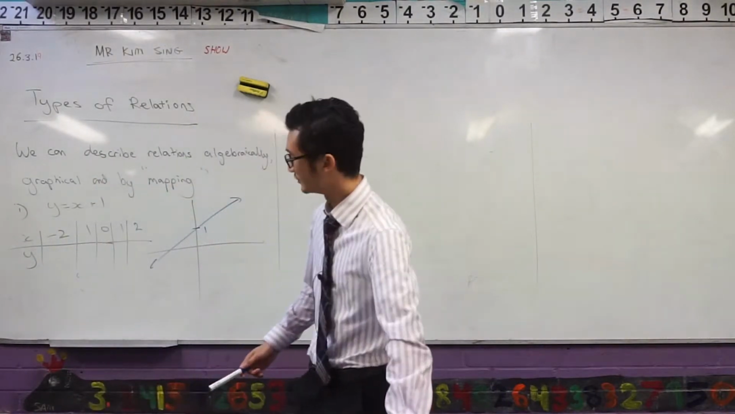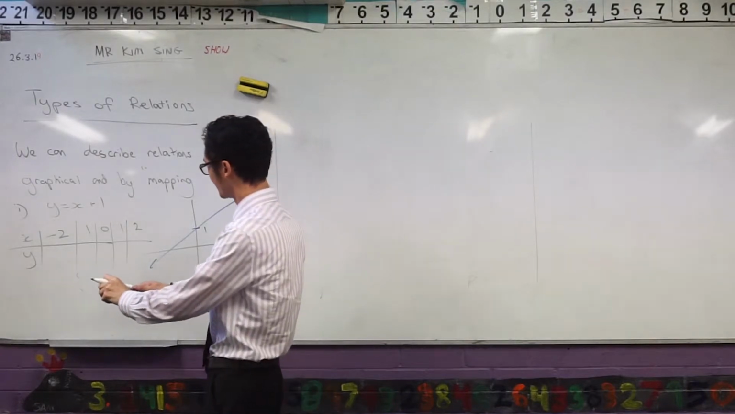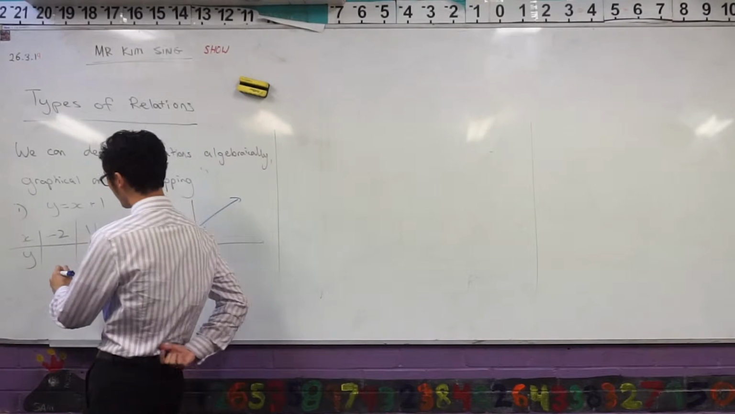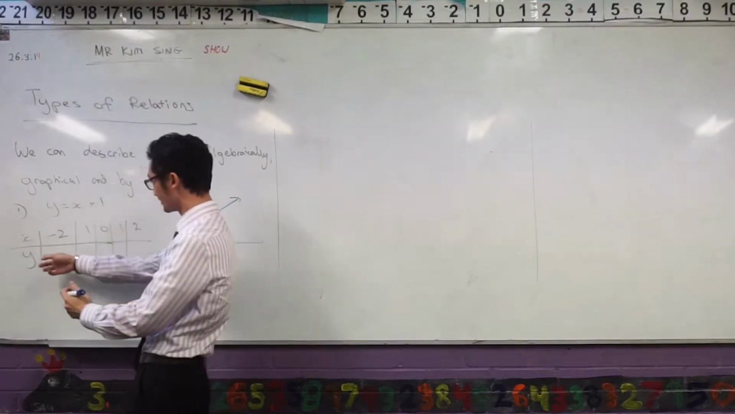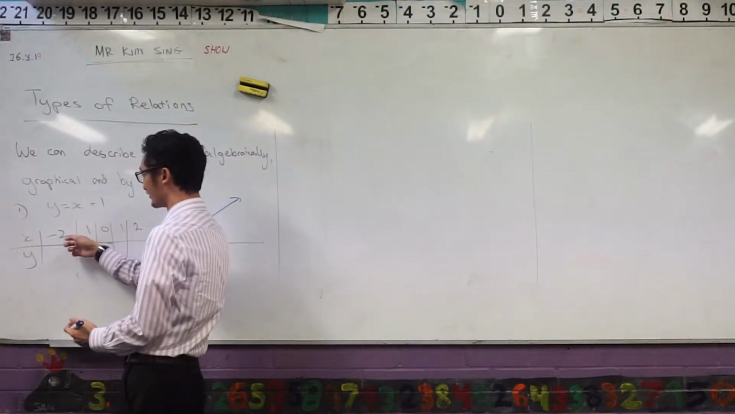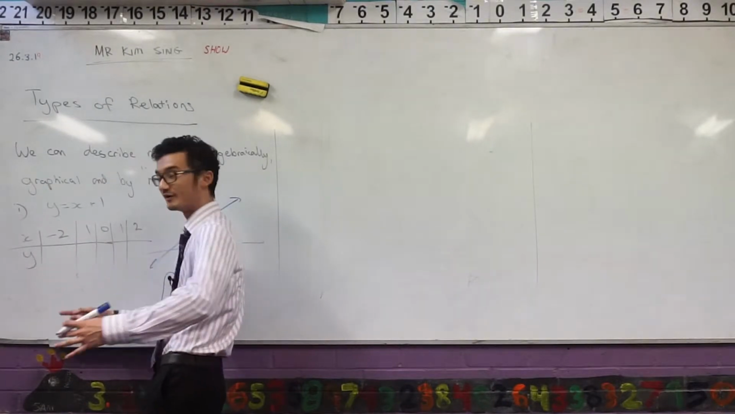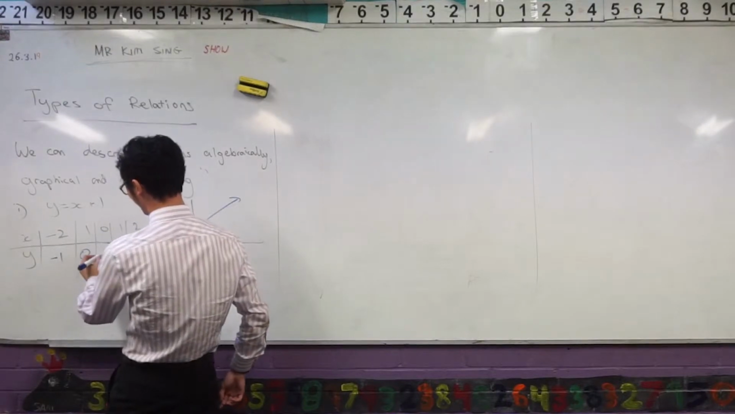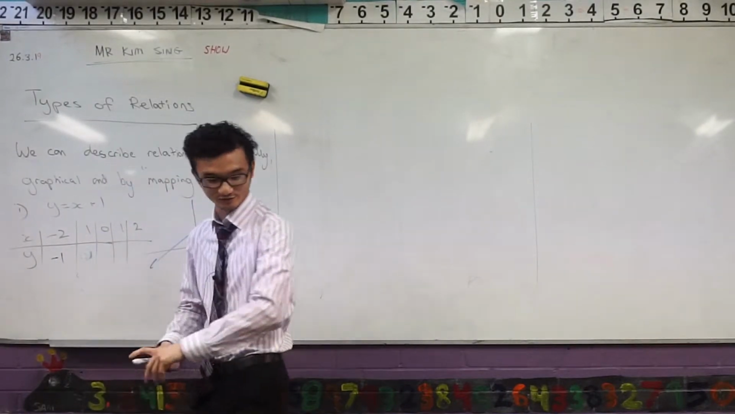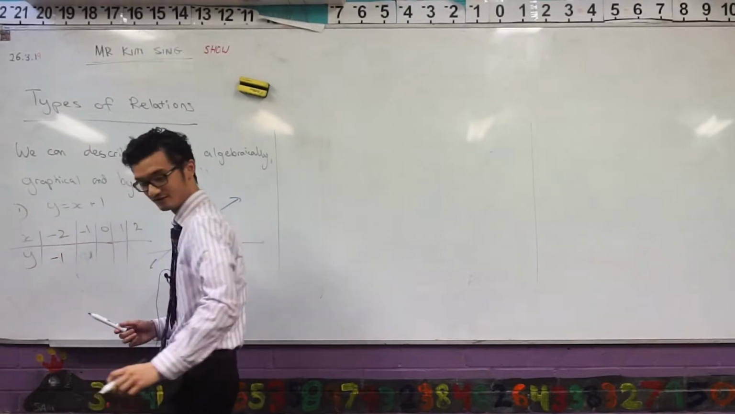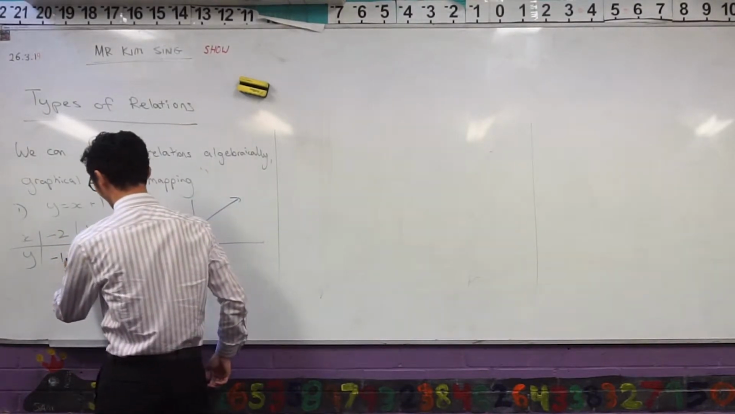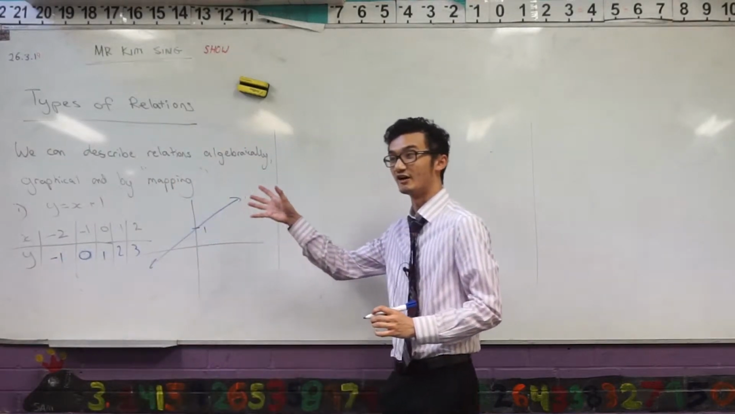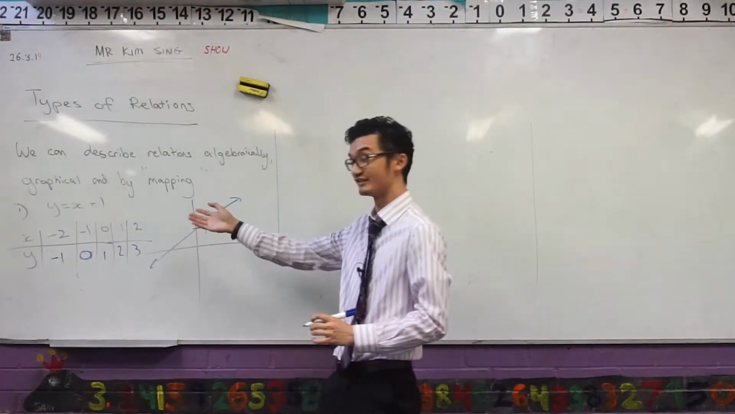What would be my y values? Let's just put it in. You can see whatever my x value is, I just add 1 to get the y value. Oh no, that should be a minus 1. So that is 0, 1, 2, 3. That's our equation, that's our graph, and that's our table of values.